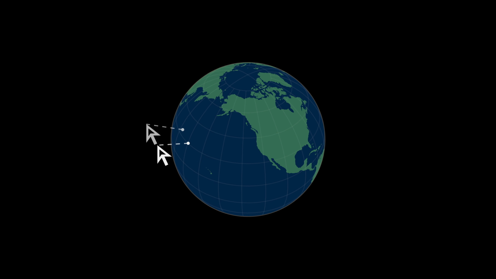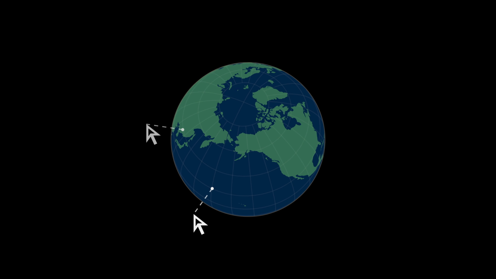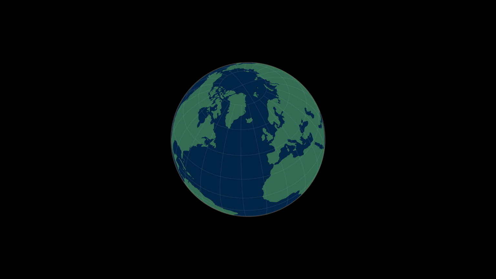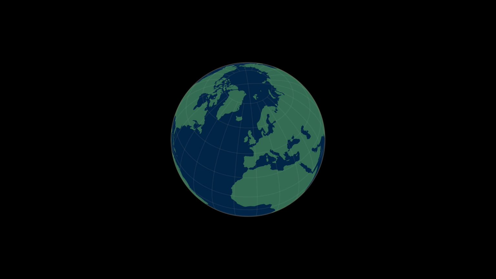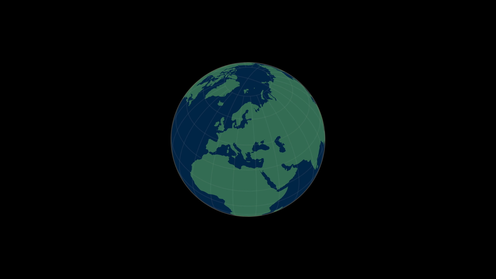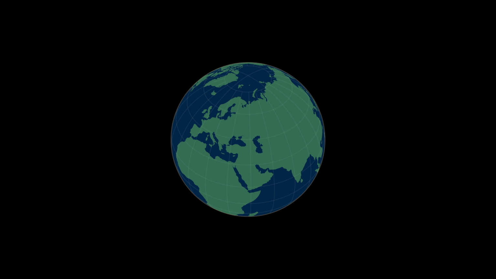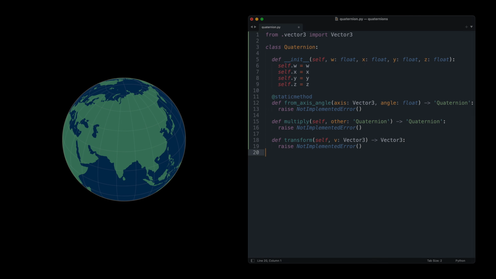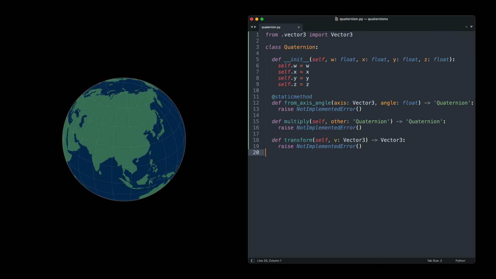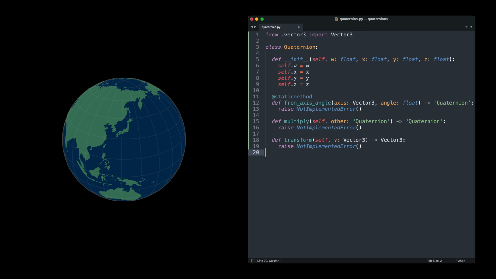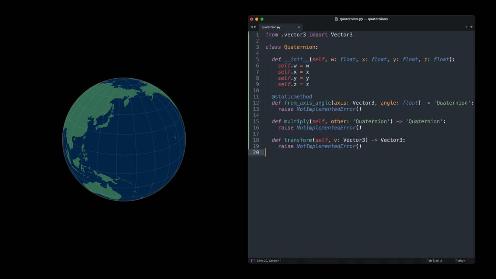This is what we'll build in this video, a model of Earth that we can rotate around the origin and smoothly animate between any two orientations. Specifically, I want to show how to use a number system from math called Quaternions to implement the core functionality that drives this visualization. To do this, we'll implement a class in Python which encodes the properties of the number system and demonstrates how Quaternions are used to rotate 3D objects.